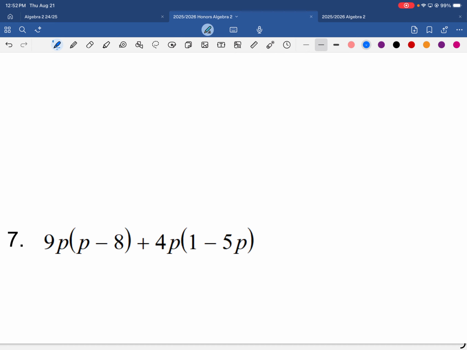If I do 9p times p, what is the answer? 9p squared. So you distribute that first one, make sure you have 9p squared.